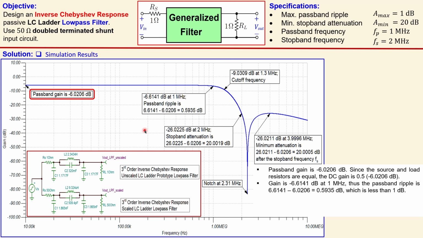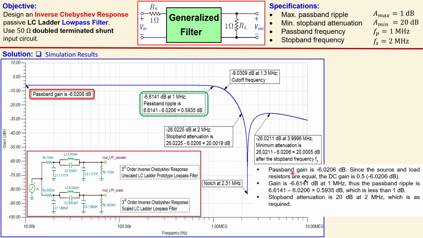The next specification is the gain at 1 megahertz. Now the gain at 1 megahertz is minus 6.6141 dB. We started at minus 6.0206 dB, so we go down, that's actually calculation here, by 0.5935 dB. And that is a ripple or a difference which is less than 1 dB. So that is exactly as we wanted. You can see that the ripple is always less than the maximum allowed ripple here for the inverse Chebyshev response. So that's shown here. Okay, so it is less than 1 dB as required.